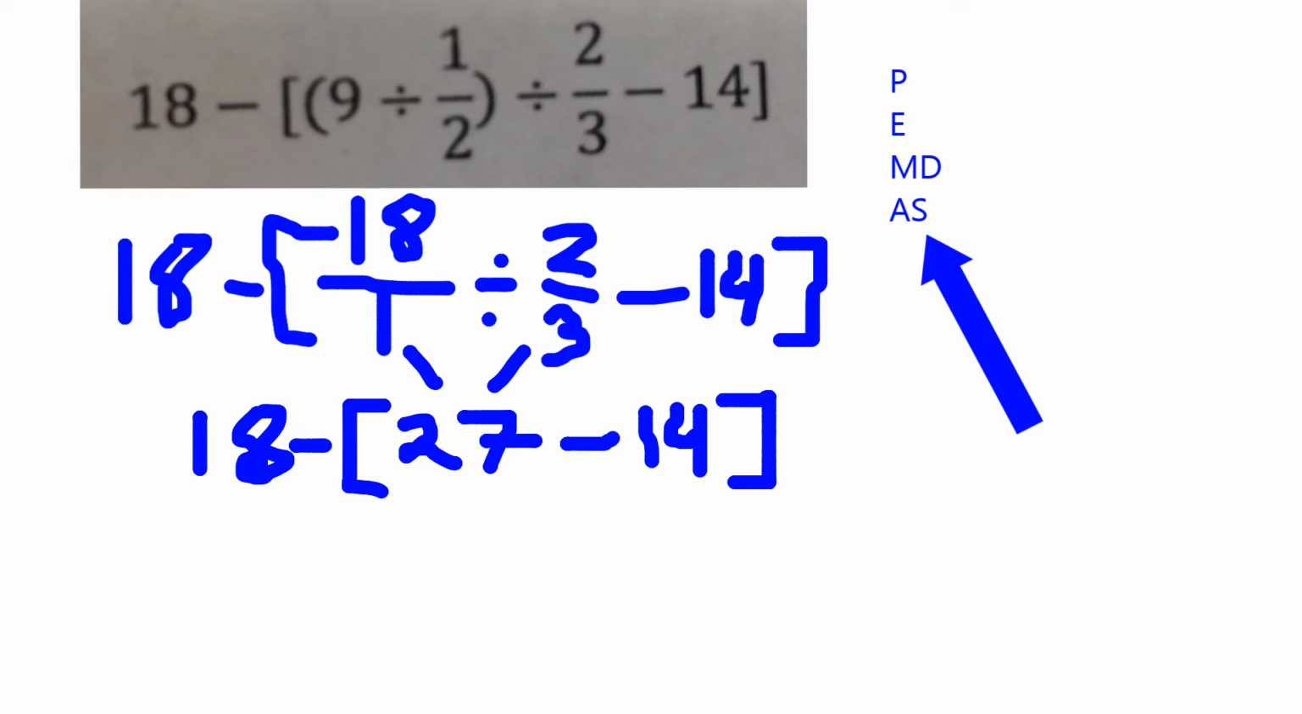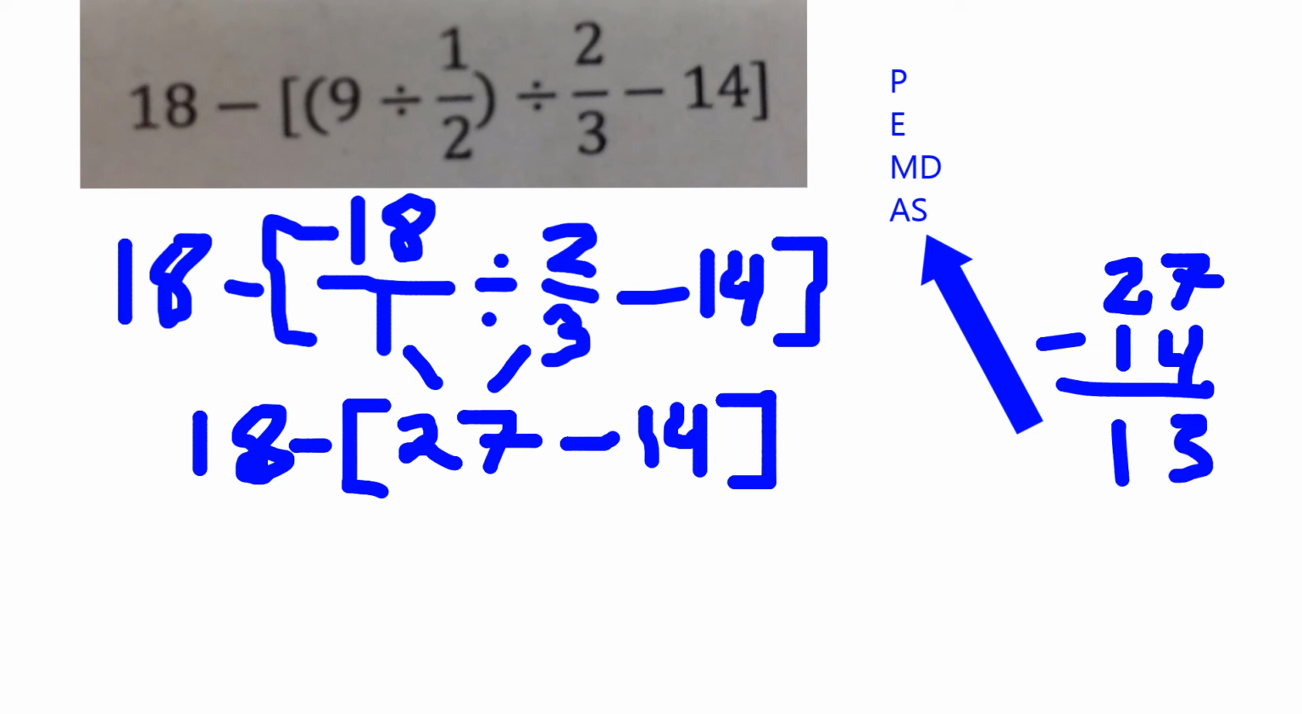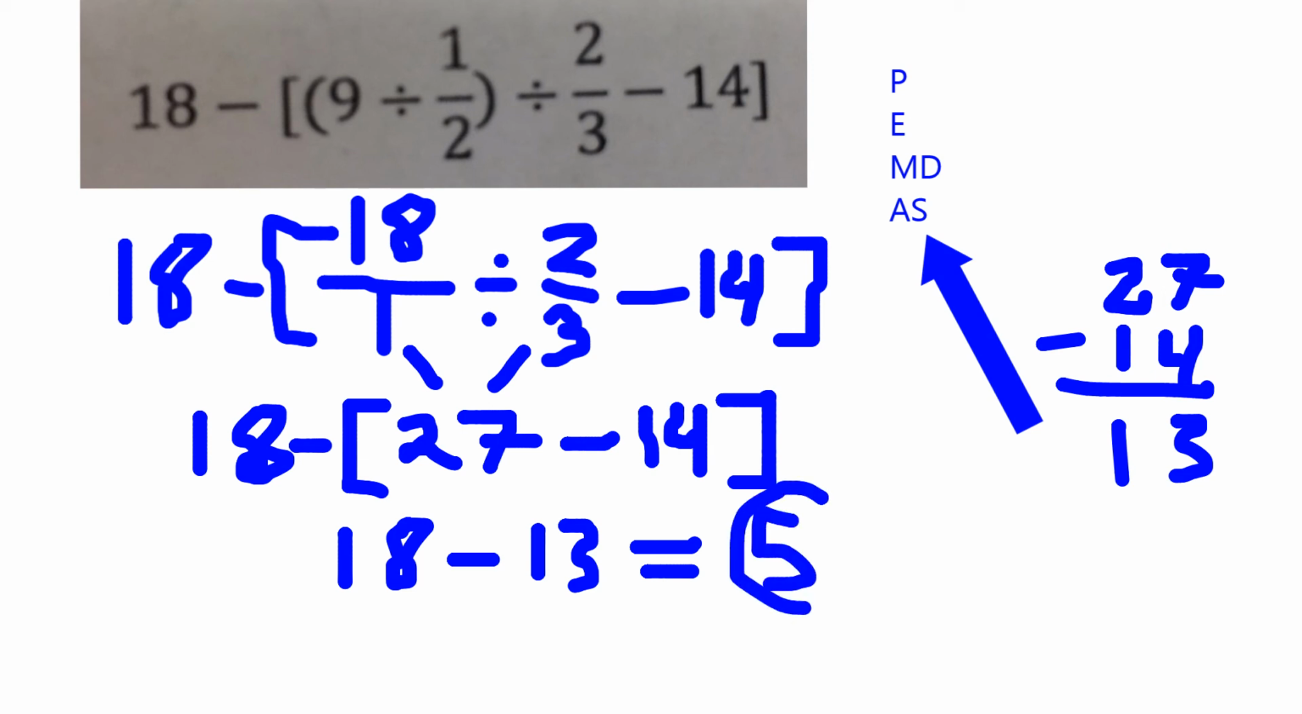27 minus 14 is the last thing in parentheses. So 4 from 7 is 3. 1 from 2 is 1. So we have a total of 13. So 13, I don't need these parentheses anymore because I've already used them. So I have 18 minus 13, which is equal to 5. So the answer to this whole problem, when all is said and done, is 5, which is fitting for question number 5 as well.